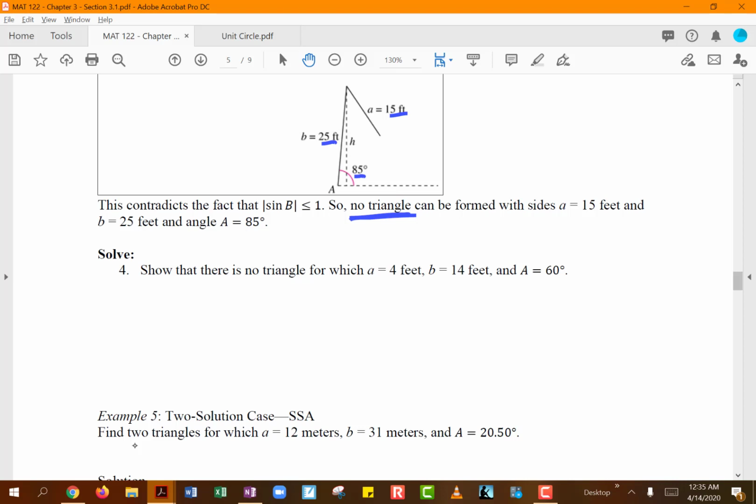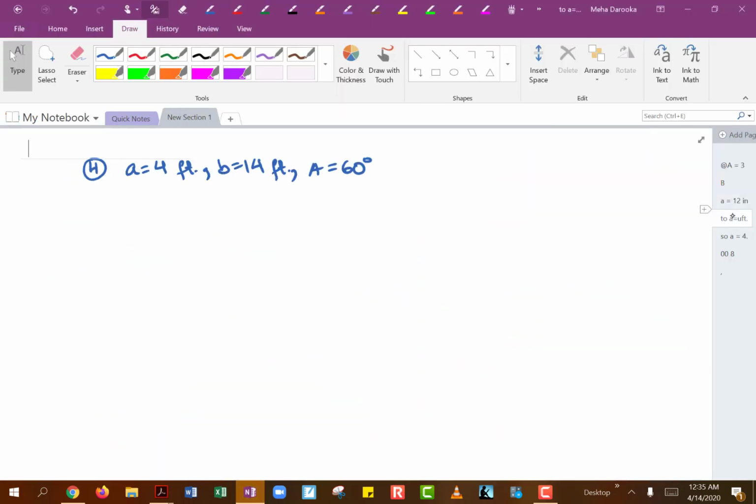Same kind of thing we have to do for example 4 here. They're saying show that there is no triangle for which a equals 4 feet, b equals 14 feet, and A equals 60 degrees. So let's go ahead and take a look at what happens here.